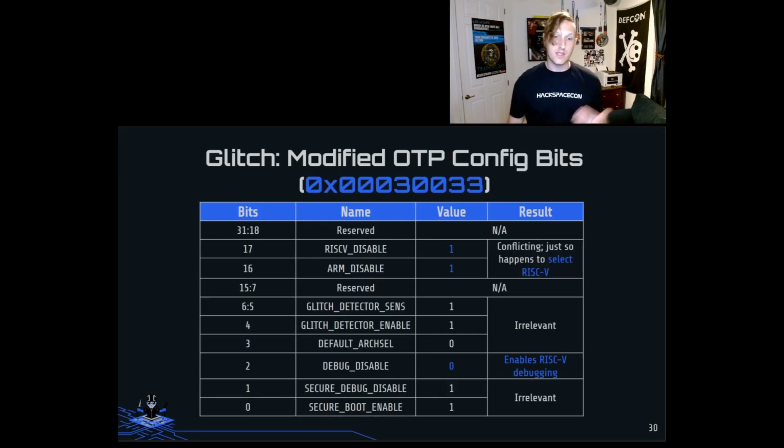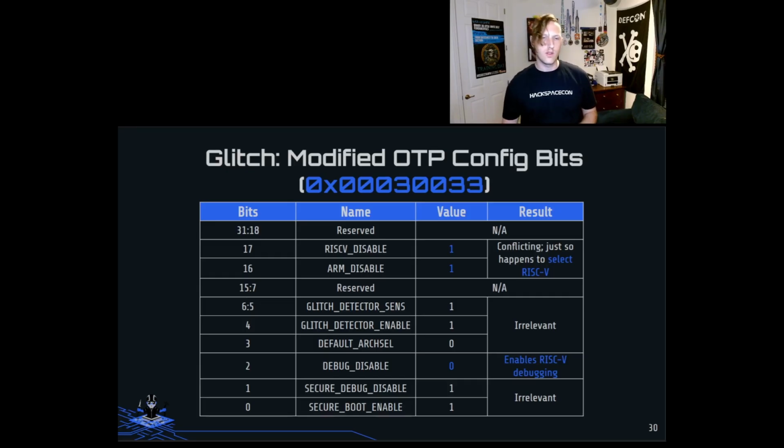So we're going to skip over the specifics of the glitch because it's fairly similar to the other one, but it turns out that when we can glitch this power rail, one of the things that we get is several bits set in the OTP critical register. You'll notice those bits set up there. We have 0003, 0033, that's the value, and we have some of the important bits highlighted in blue.